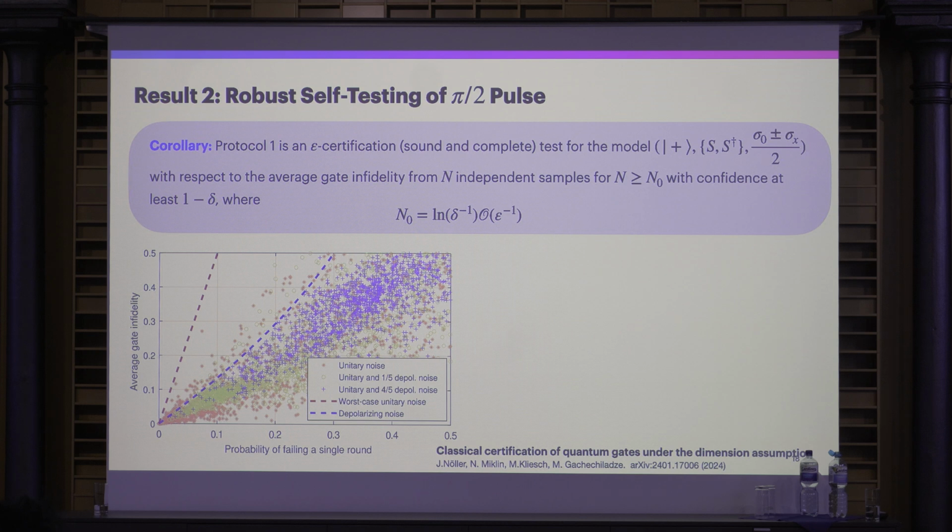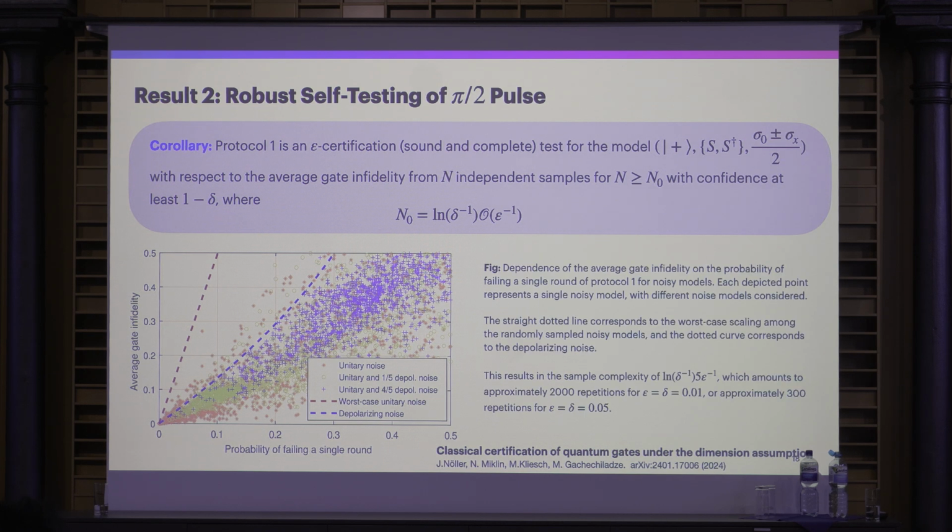For this, of course, you can do a lot of numerical tests. This figure shows the dependence between average gate infidelity and the probability of failing a single round. We have tested different noise models, which concentrate here, such as certain unitary noise, depolarizing noise, and other kinds. In total, I think 10 to the power 8 random models were tested, individually 10 to the power 7, but Jan tested it so many times because he was trying to catch the worst case. This line is the worst case line, and what you see is that you have to test it about 5 times epsilon minus 1.